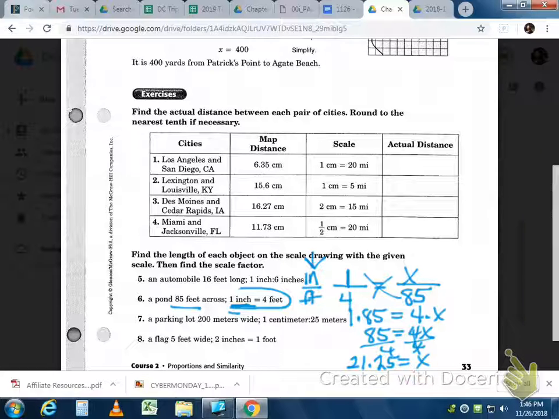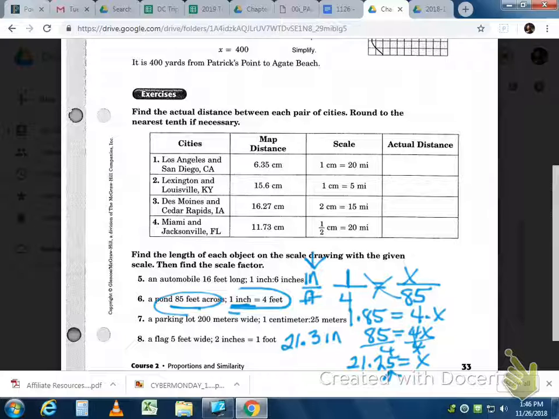Now, this one doesn't say specifically round to the nearest tenth. I'm kind of doing it because it's above, so let's just say this one does. If we had to round that to the nearest tenth, what would it be? 21.2 or 3? 3. The 5 says 3. So 21.3, and how would I label that? It's inches because they already had the 85 feet. 21.3 inches.